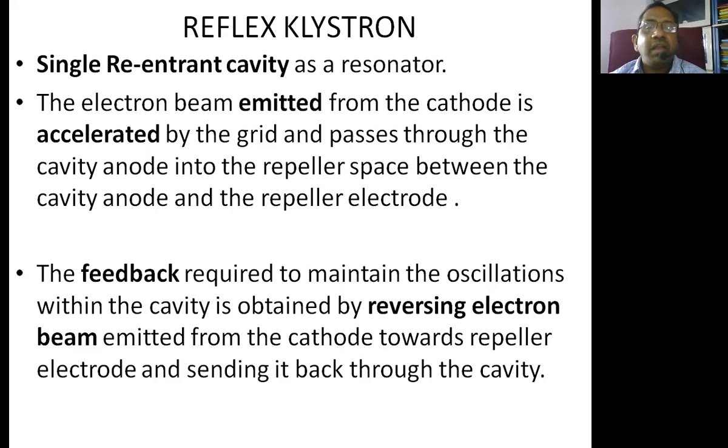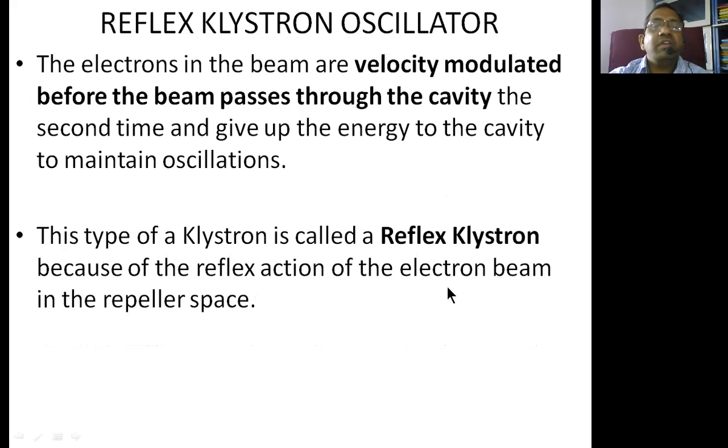So now the feedback required to maintain oscillations within the cavity is obtained by reversing the electron beam emitted from the cathode towards the repeller voltage and sending it back to the cavity. So this is the feedback signal we are going to consider here. The electrons in the beam are velocity modulated before the beam passes through the cavity the second time. So before the beam passes through the cavity the second time, that means the electrons are visiting the cavity two times.